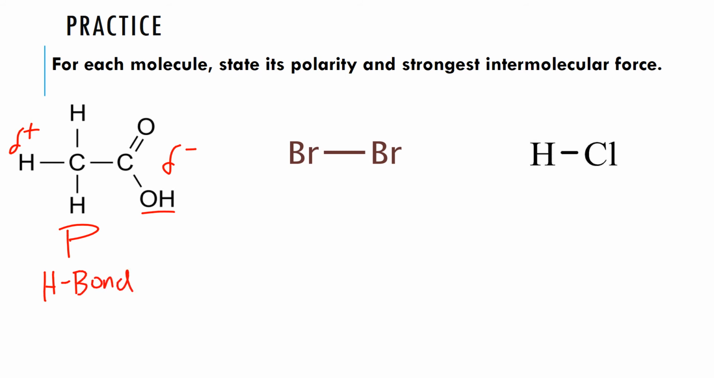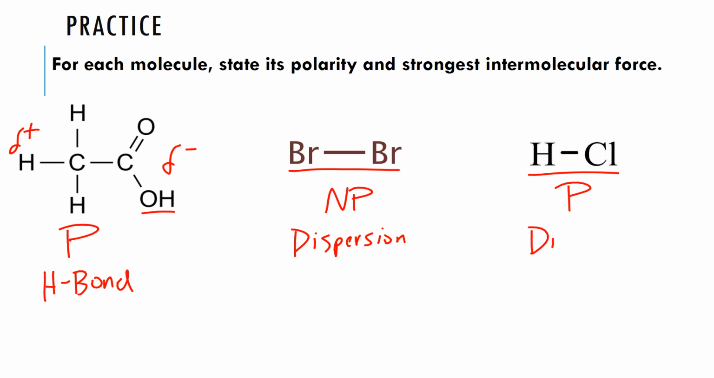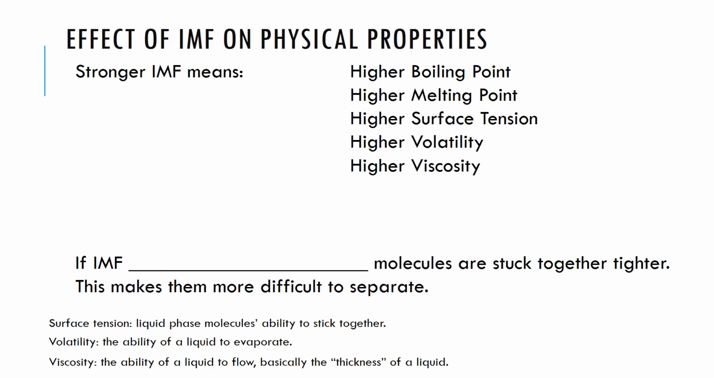Here we have the bromine molecule. This is nonpolar, as we know. It's a bond. The atoms are the same, so the strongest intermolecular force is dispersion. And finally, we have HCl. We've looked at this several times already. That's a polar bond. We have hydrogen, but it's not bonded to nitrogen, oxygen, or fluorine, so the strongest IMF is dipole-dipole.